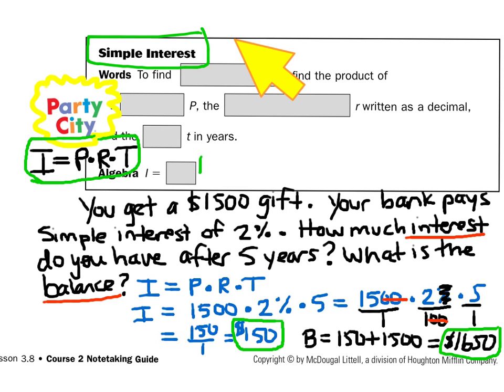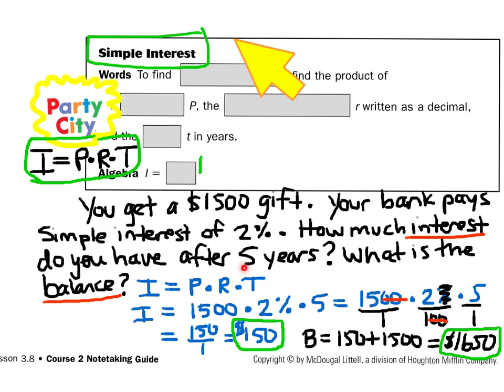So I want you to please write this example in your note-taking guide. You get a $1,500 gift, okay, and your bank pays simple interest of 2%. How much interest do you have after 5 years? And the second question, what is the balance in your account?